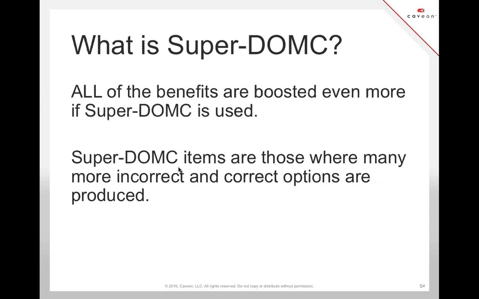And then finally, this is just a little teaser. What is Super DoMC? Because if you use Super DoMC, you can boost all those advantages even further. And they're simple. They're items where many more incorrect and correct options are produced. So an item, instead of having 5 options, may have 25 or 250. And believe me, there are items where 250 options is not even a stretch. You might find that hard to believe, but that's possible. And these lead to a number of other advantages if an item can be that varied every time it's given.